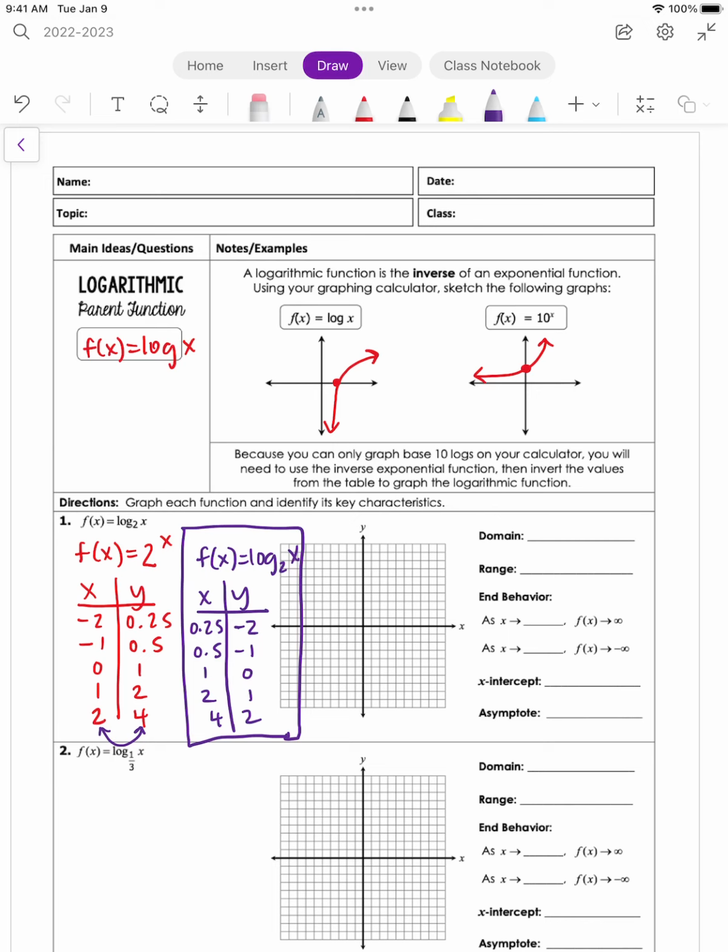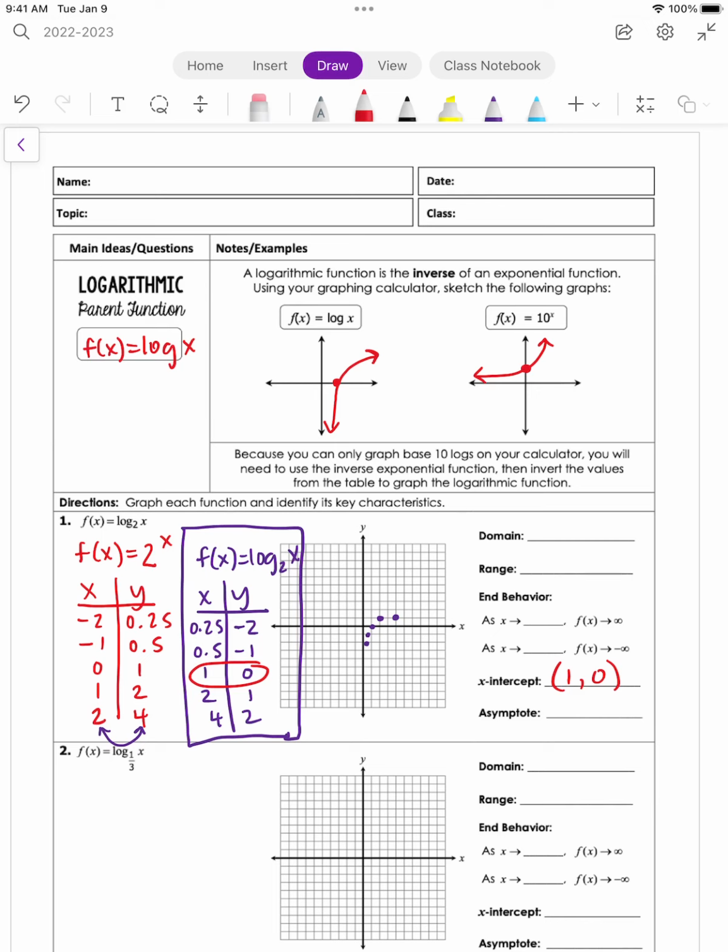So now I'm going to plot 0.25 down -2, 0.5 down -1, 1, 0, 2, 1, 4, 2. Okay, don't forget, it looks like an exponential, but now we're talking about opposites. Do you remember in an exponential function, they asked for the y-intercept? Well, now I'm asking you for the x-intercept, right? So the x-intercept is going to be my 1, 0.